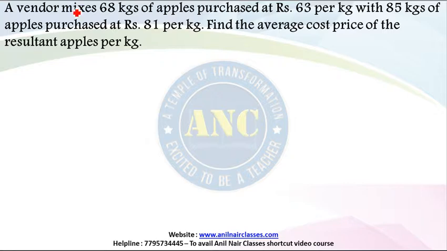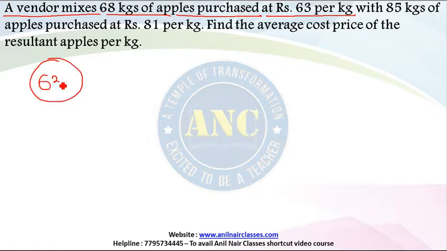Now please see the questions based on the key points we have discussed. Your question is, a vendor mixes 68 kgs of apples purchased at 63 rupees per kg. That means for 1 kg it is costing 63 rupees. Total number of kgs is 68 kgs.